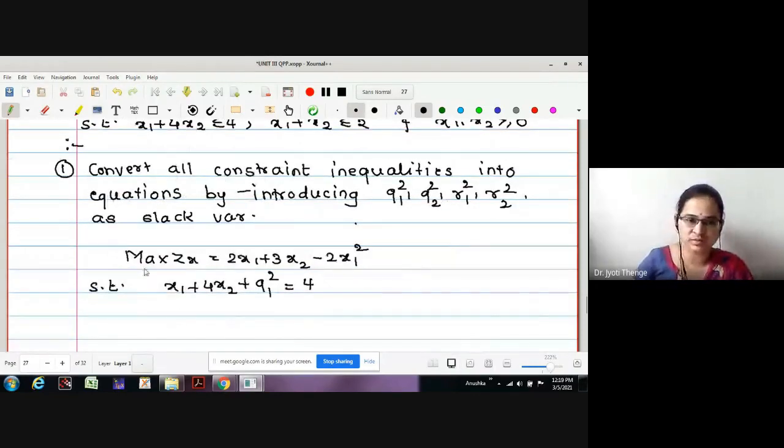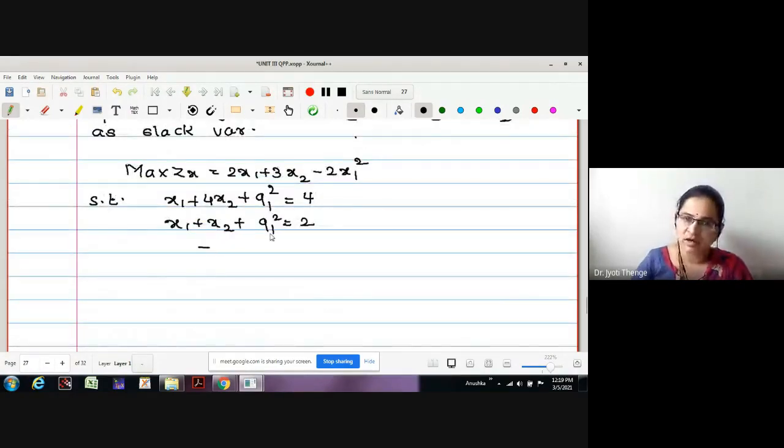Second is x1 plus x2 less than or equal to 2, so x1 plus x2 plus q2 square is equal to 2. What about the third one? It is x1 greater than or equal to 0. Therefore if I convert it to less than or equal, this is minus x1 less than or equal to 0. Therefore this is minus x1 plus r1 square equal to 0, and minus x2 plus r2 square equal to 0.